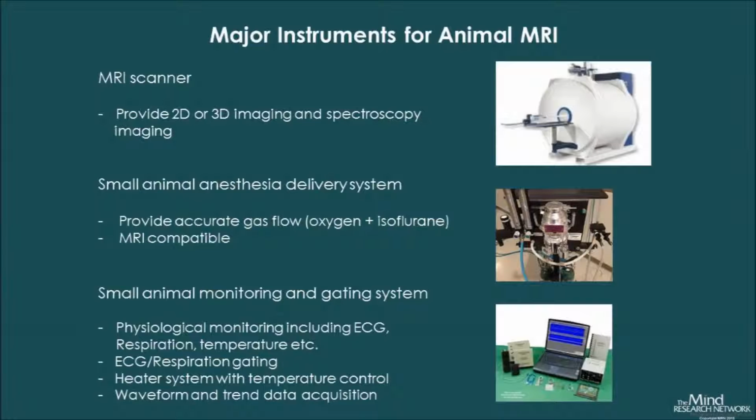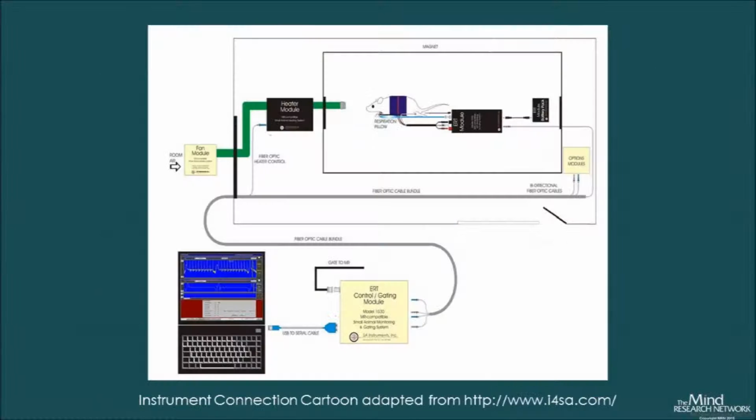Usually, this system provides physiological monitoring, including ECG, respiration, and temperature. And also, it can provide ECG or respiration gating function. We also need a heater system with temperature control to keep the animal's body temperature normal. And it also has waveform and trend data acquisition and storage functions.